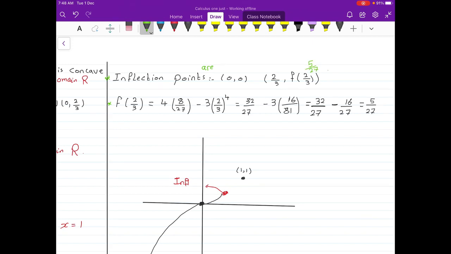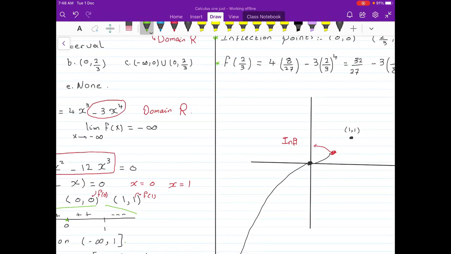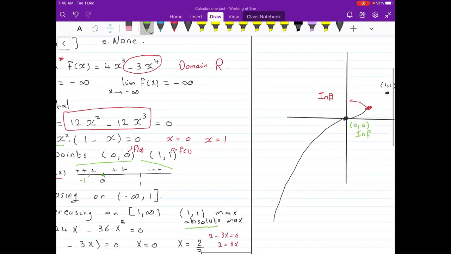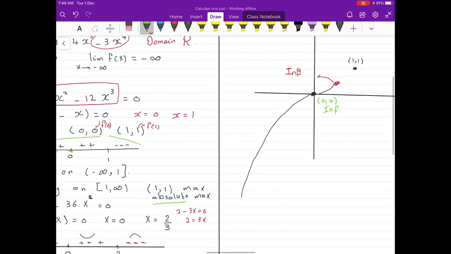Now to sketch the graph, we need to look at the points we obtained. We get (0, 0). Notice the point (0, 0) is a critical point but no max and no minimum. And (0, 0) is also an inflection point.